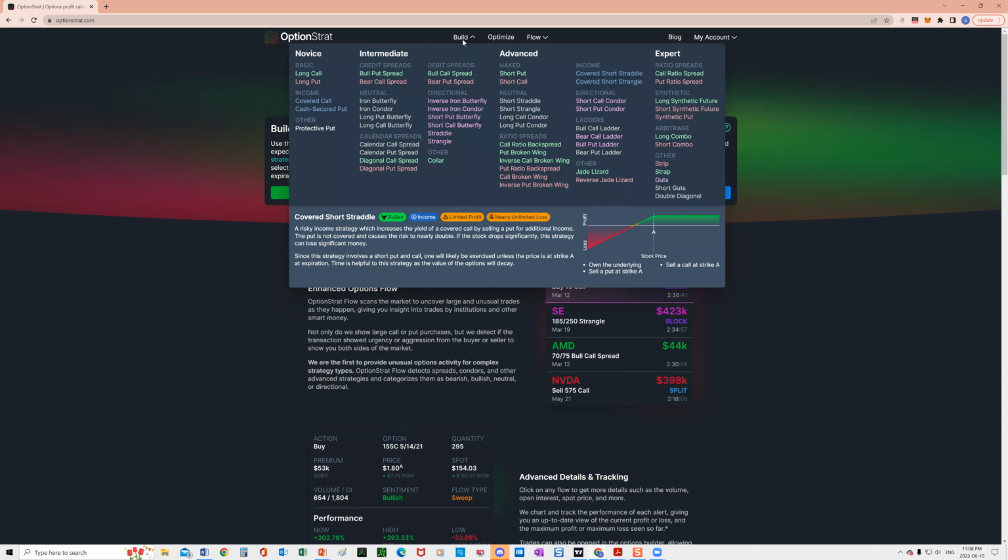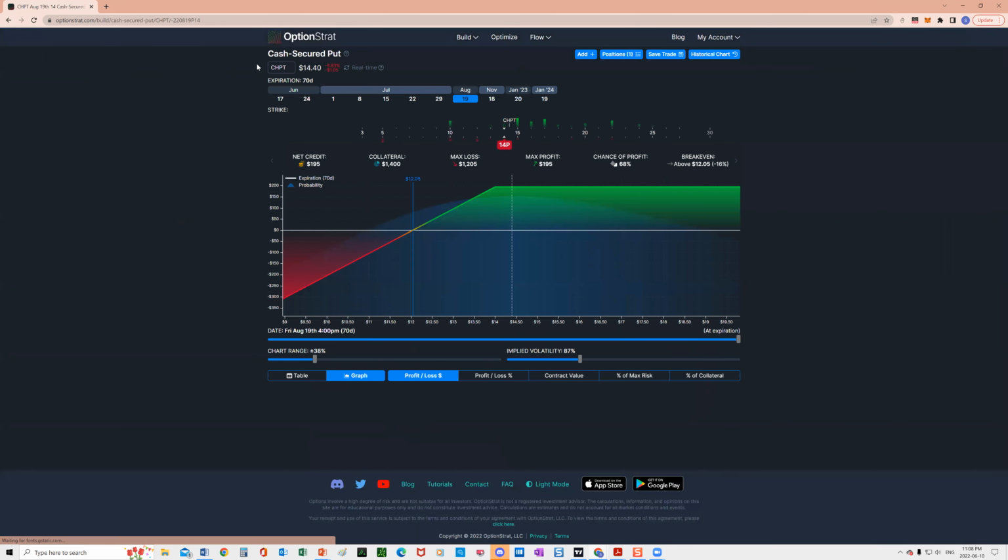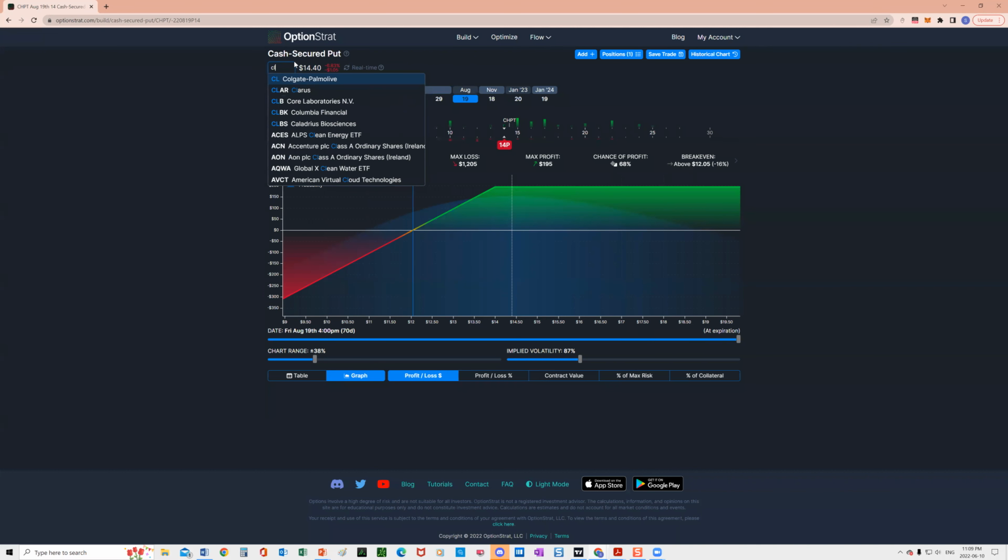And so what you can do here is you can actually go to Build, and under Strategies, you can go to your various strategies. So in this case, this would be what's called a cash secured put. So we can look at CLF.